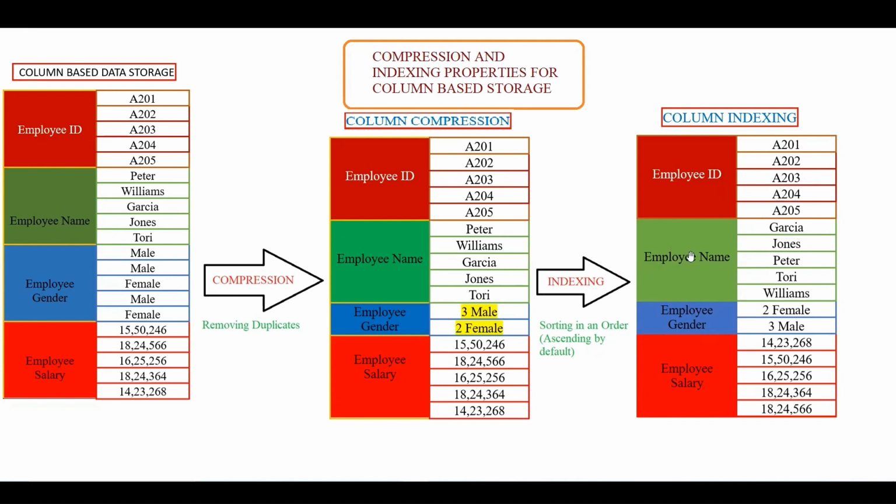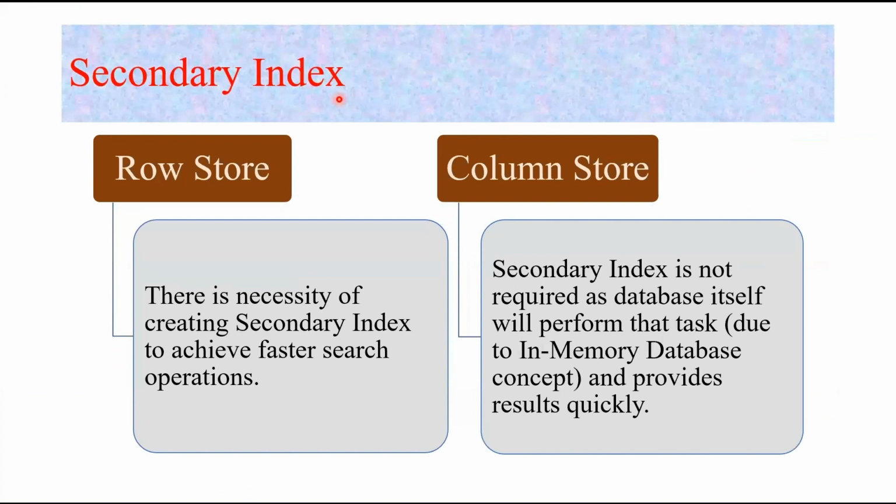And this index is different from the primary and secondary index that we have seen earlier. And the last property is secondary index. In row store, the data fetching will be a little bit slower. So there is a necessity of creating a secondary index to achieve faster results. In case of column store, in SAP HANA database, the database itself will perform the task in such a way that results can be produced very fast due to its in-memory database engine.